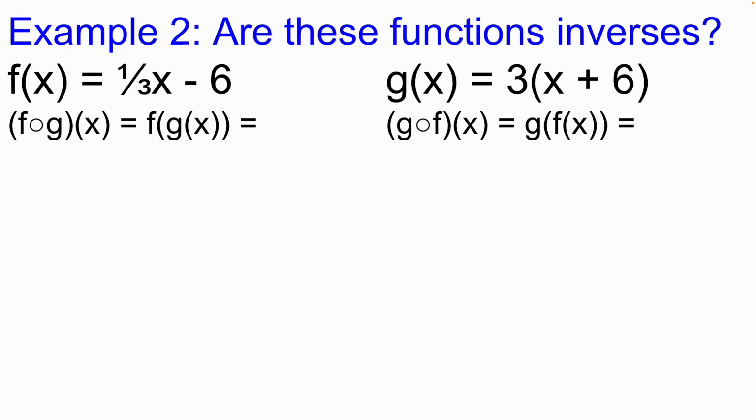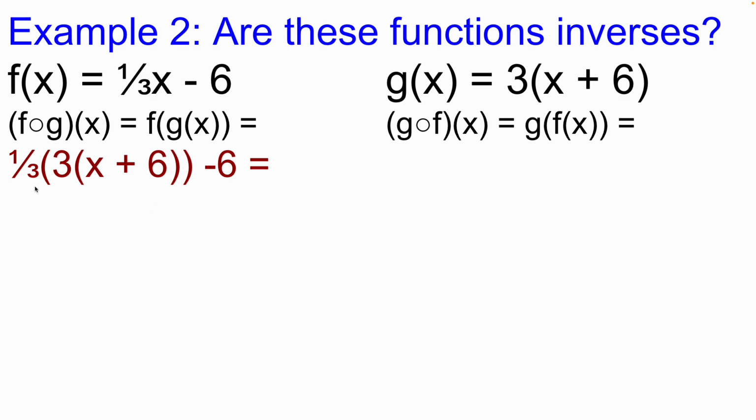Now let's try an example where they are going to be inverses. So we'll do 1/3 x minus 6 and 3 times x plus 6. I'm going to take f of g of x. So I'm taking 1/3 x minus 6, and I'm going to plug in 3 times x plus 6 for x. So that'll look like this. I've got my 1/3, and in the outside set of parentheses I plugged in the function g of x.